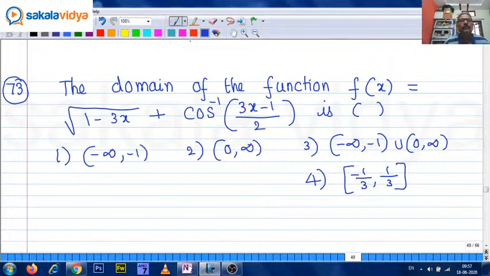So now let me read the question first. The domain of the function f of x is equal to root of 1 minus 3x plus cos inverse of 3x minus 1 by 2. That means we need to find out the domain of root of 1 minus 3x and the domain of cos inverse of 3x minus 1 by 2. Say the domain of root of 1 minus 3x is d1. The domain of cos inverse of 3x minus 1 upon 2 is d2. d1 intersection d2 we need to find out. Okay, let us do it now.